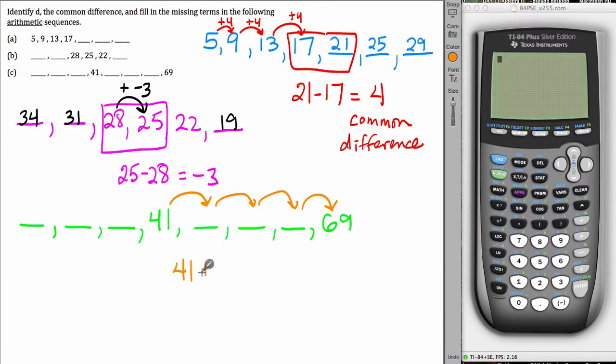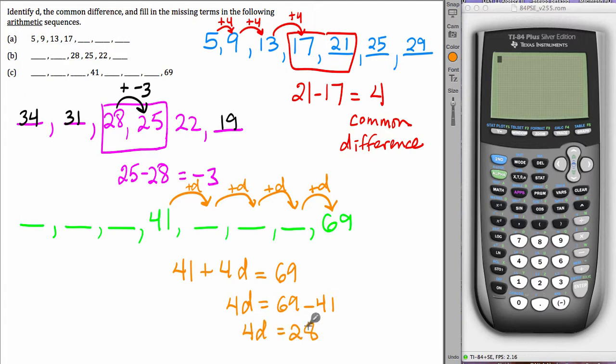41, adding D once, adding D twice, adding D 3 times, adding D 4 times, 41 plus 4D equals 69. So 4D equals 69 minus 41. 4D equals 28. D equals 7. Now that we know that, we can go back and fill in all of the gaps, all of the terms.